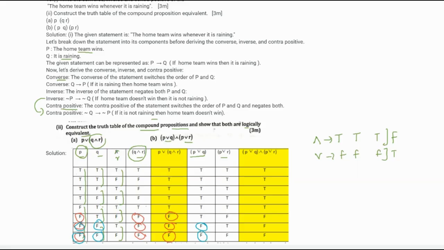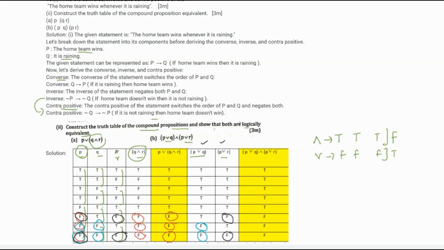Then we'll go for P and R. We will be checking it for P and R. We will be checking again for R. P and R, F and F. We have it here, F and F, it is F. Then the last one, F and F, it is F. Otherwise, it is true. Then we'll be checking now for both of these.